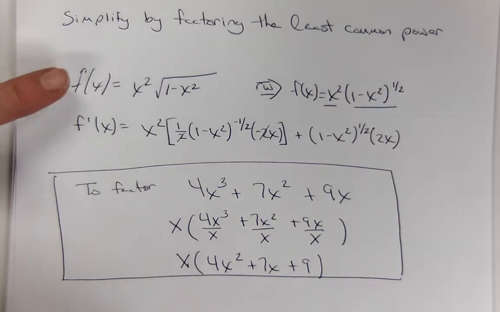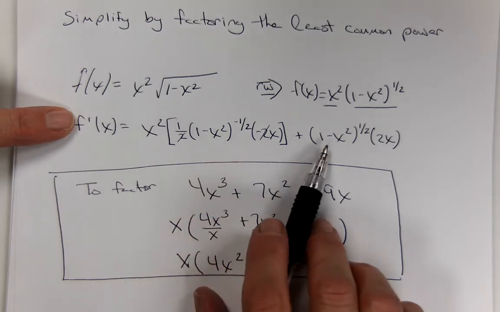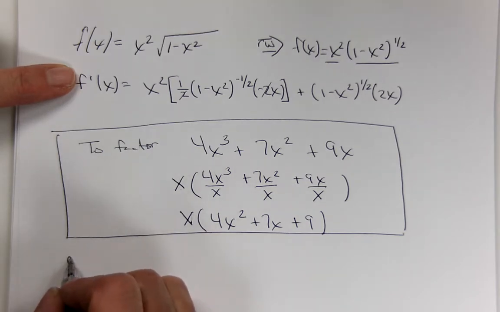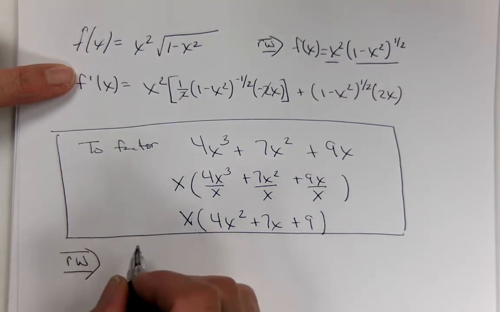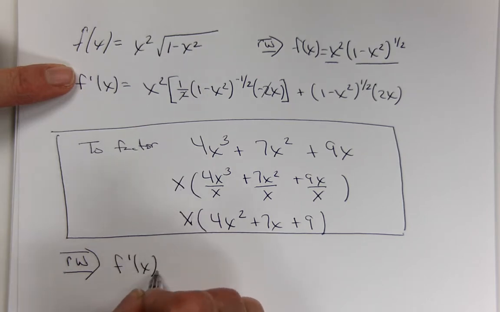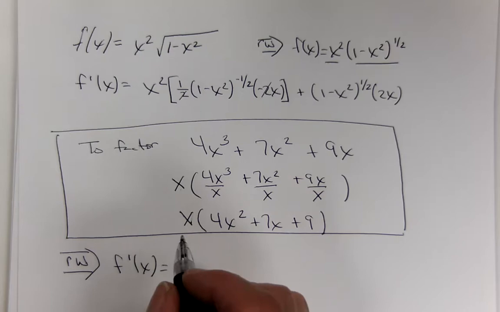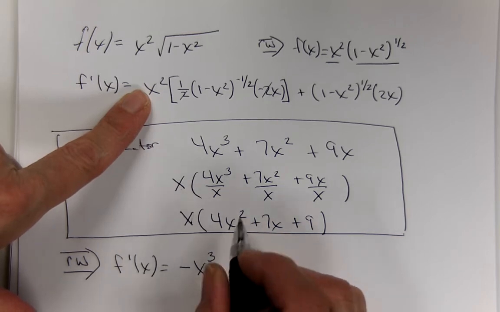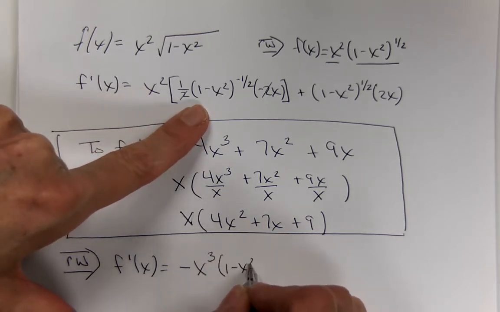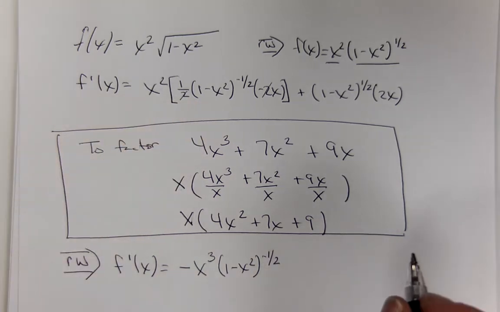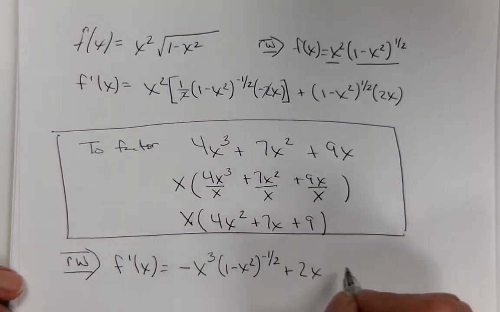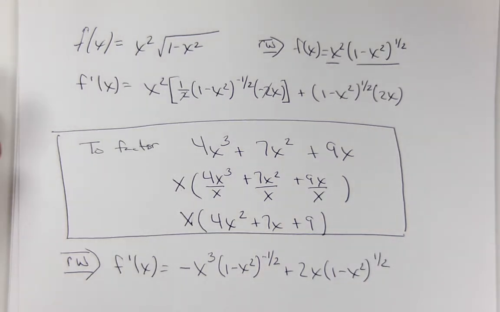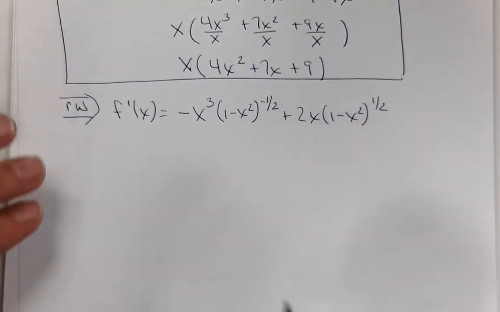And for now, looking up above, this term and this term, we want to take out, well, maybe we'll rewrite it first. Let's rewrite. And then I think you'll see it a little bit easier. So f prime of x equals, and we have a negative, and we can put it in front from here, x squared and an x, so that's x cubed, and then 1 minus x squared to the negative 1/2 power. And then the next term, plus 2x, will bring to the front, and 1 minus x squared to the positive 1/2 power.